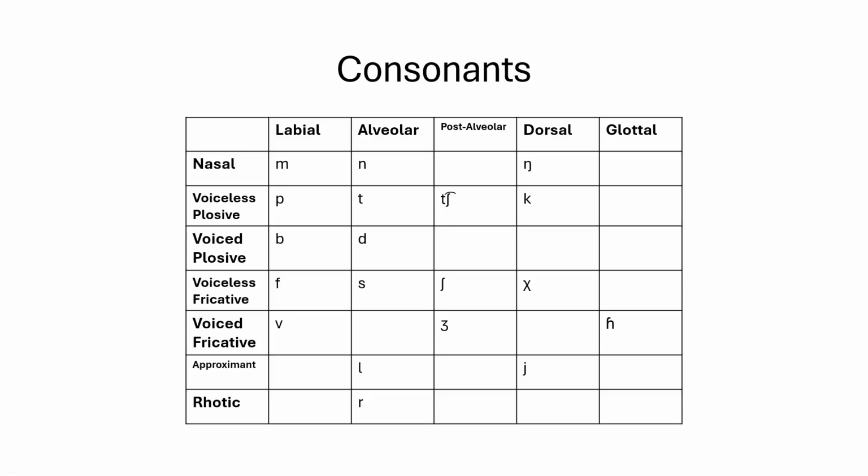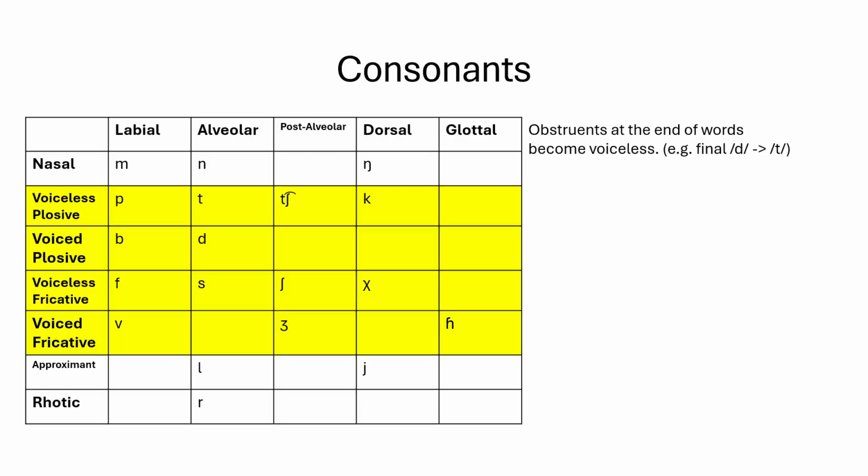Its consonants are m, n, p, t, ch, k, b, d, f, s, sh, h, v, j, h, l, y, r. The obstruents at the end of words become voiceless, so if a d is at the end of a word, it becomes t. If you don't know what an obstruent is, it's basically a plosive, affricate and fricative. So, of these, j, g, and z appear in loan words.